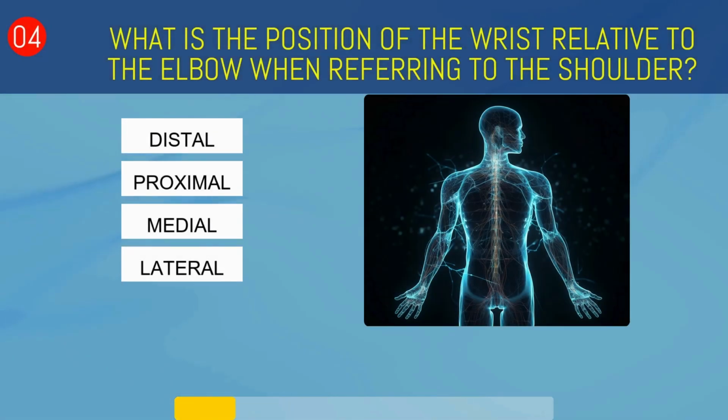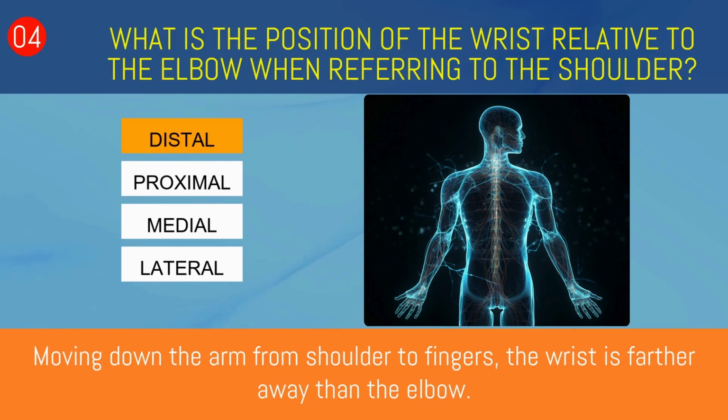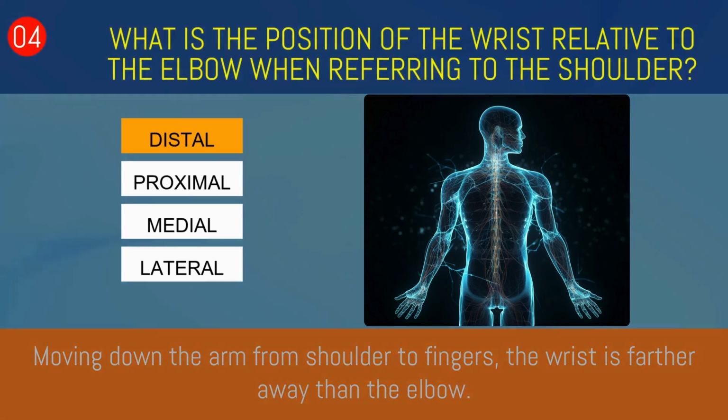What is the position of the wrist relative to the elbow when referring to the shoulder? Distal, proximal, medial, or lateral? Distal. Moving down the arm from shoulder to fingers, the wrist is farther away than the elbow.